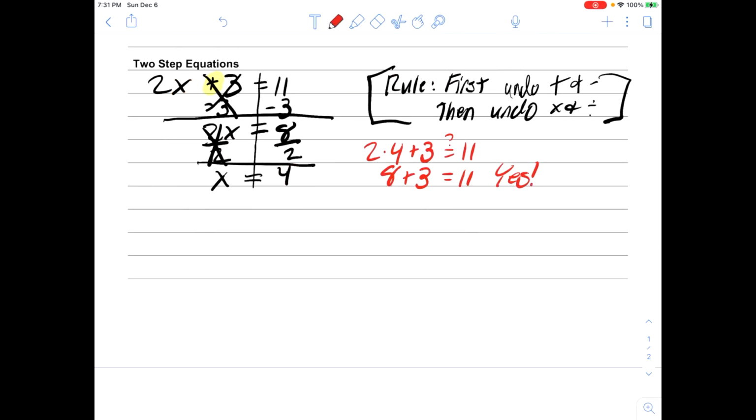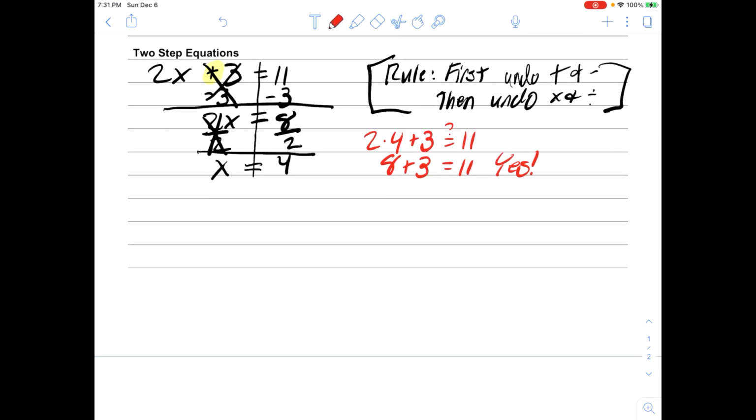So I'm going to do one more example for you here so you can see how this works. In this case, we're going to do y divided by 7 minus 4 equals 3. Sorry, not 3, 7. I looked at the wrong problem. Y divided by 7 minus 4 equals 3.